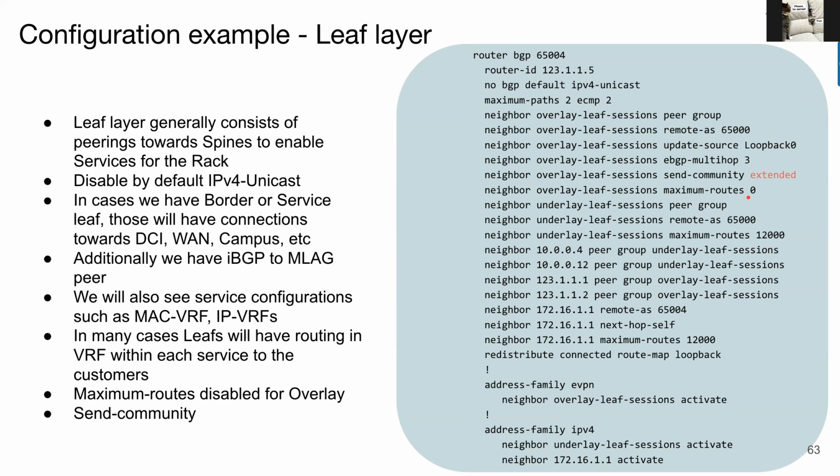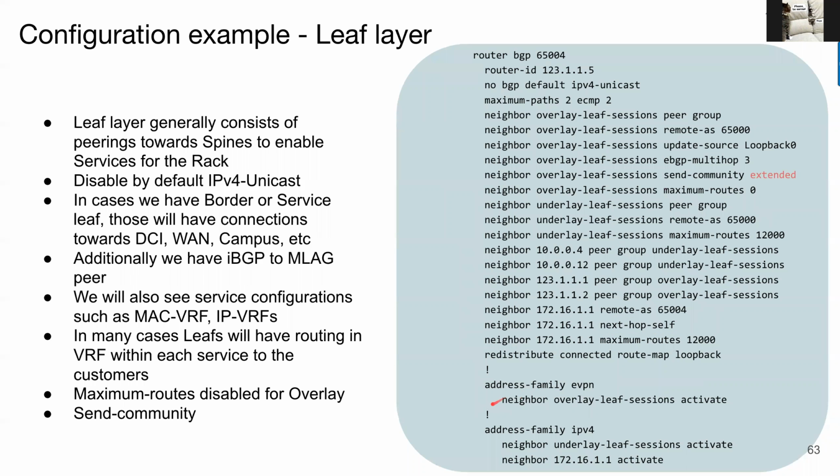And then because we're not using the listen command, we have to explicitly configure all of our neighbors. So for the underlay, we have two neighbors, so two spines in our underlay. And then we'll have two neighbor statements using the loopback 0 IP and associating that with the peer group of our overlay. This next statement, you might can guess, is our MLAG peer. Next top self, and we're going to redistribute connected.